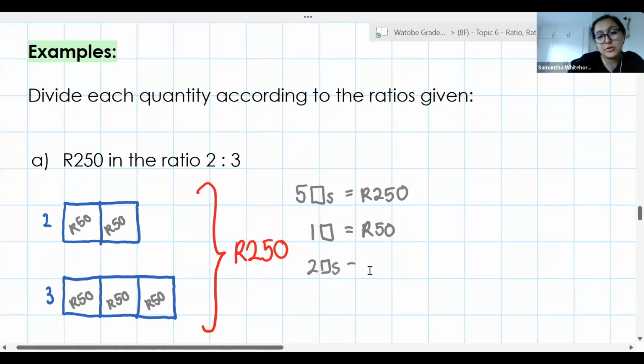2 blocks we can see is 100 Rand. 3 blocks we can see is 150 Rand.